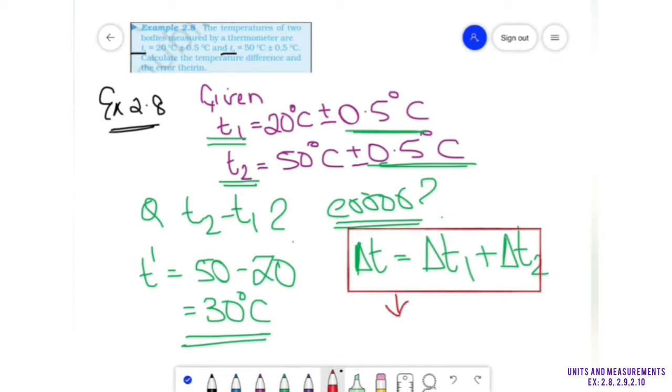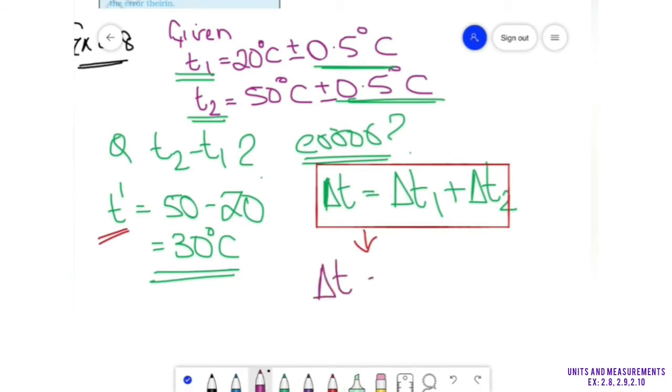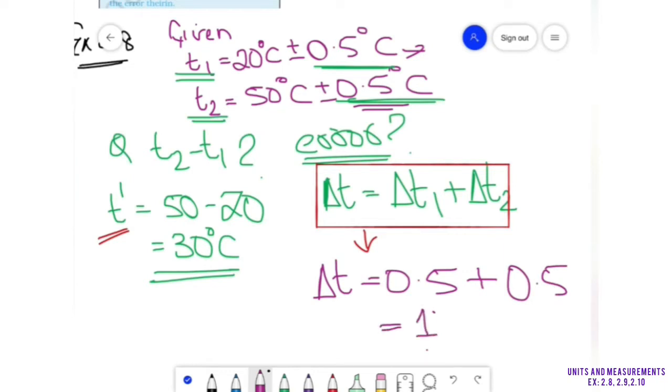So the error will be delta T equal to the total error, the subtracted temperature difference error, right? That will be equal to the sum of the individual errors. What is the individual error of T1? That is 0.5 degrees Celsius. What is the error of T2 value? 0.5 degrees Celsius.